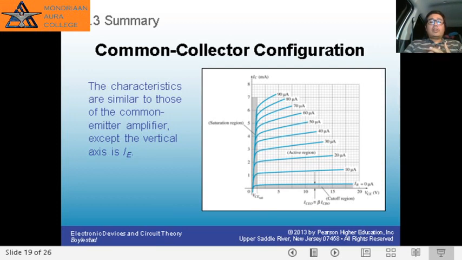Ang common collector ay merong mataas na input impedance at meron siyang mababang output impedance. Kaya pasok na pasok siya as an impedance matching device. So halimbawa yung amplifier natin is high impedance, at ang load naman natin ay low impedance, kinakailangan mo ng device na mamagitan doon sa high impedance source and low impedance load. And that is your impedance matching circuit, which is your common collector.